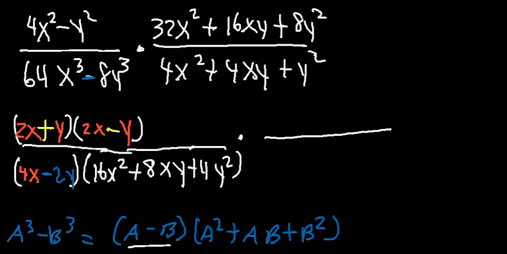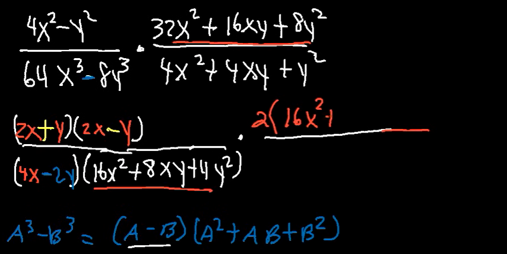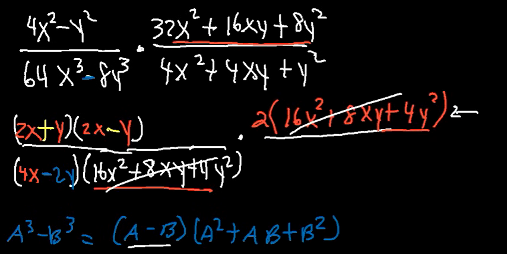Now on the top, all we can do is take out the GCF. But notice that this term looks very similar to this term. In fact, it's twice as much. So what we're going to do is take out a 2. Half of 32 is 16. Half of 16 is 8. And half of 8 is 4. So we can cancel those two terms later. So we really don't have to factor it. Chances are it probably can't be factored, but we can cancel it, so it's going to disappear anyway.